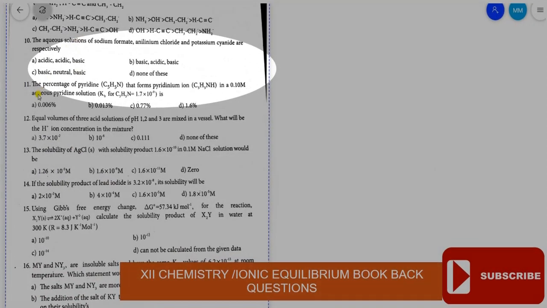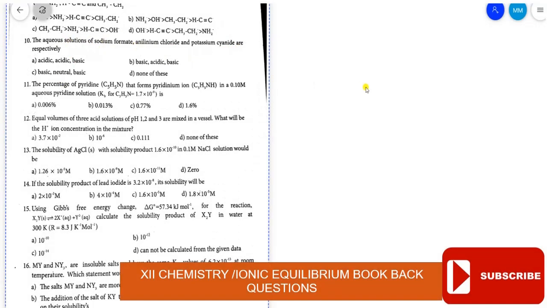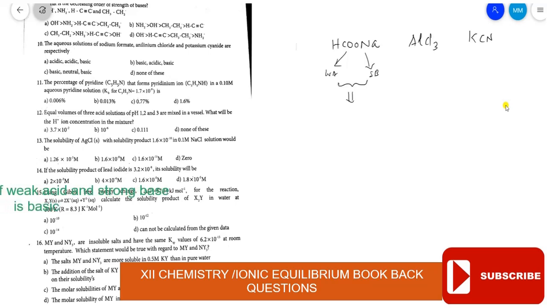Okay. Question number 10. The aqueous solutions of sodium formate, aluminum chloride and potassium cyanide are respectively. The three types of solutions are given. One is sodium formate, HCOONa. Another one is aluminum chloride, AlCl3. And the third one is potassium cyanide. In case of sodium formate, formic acid is a weak acid, and sodium comes from sodium hydroxide, a strong base. So the solution is basic in nature.